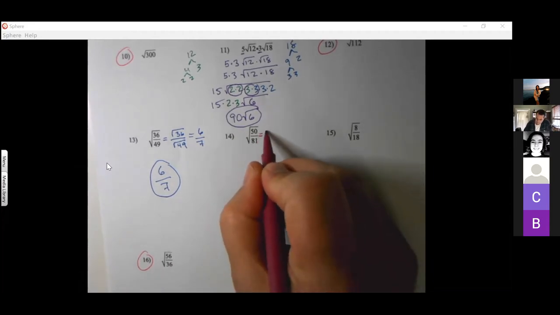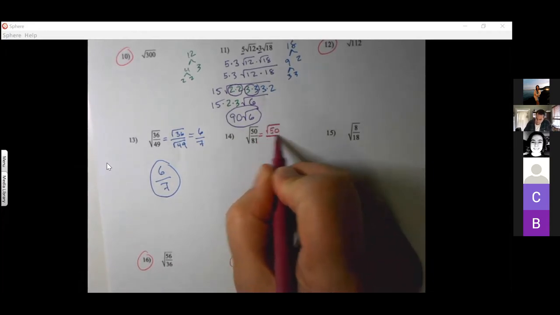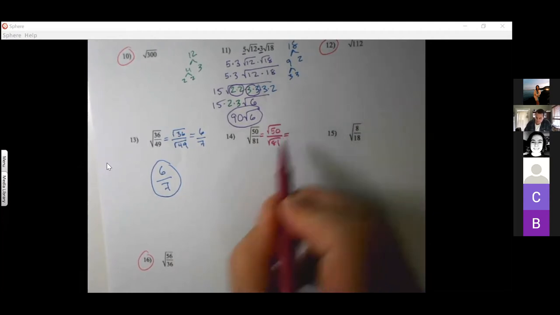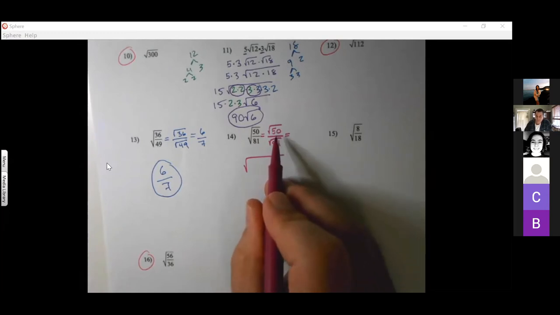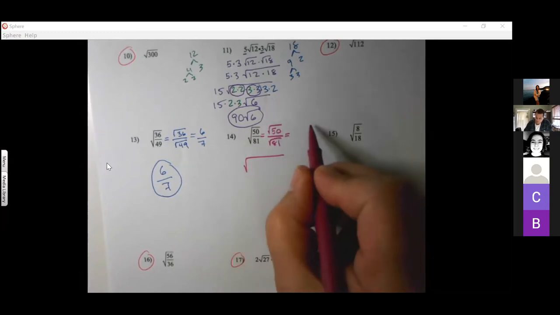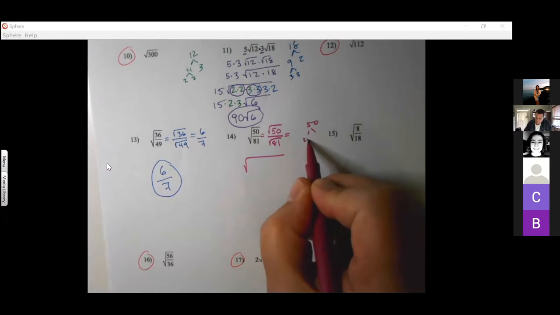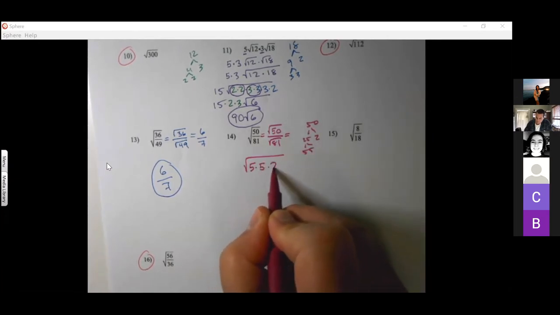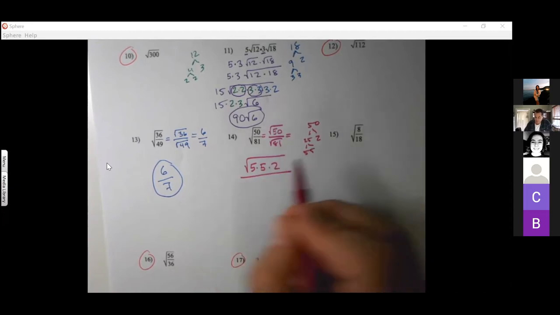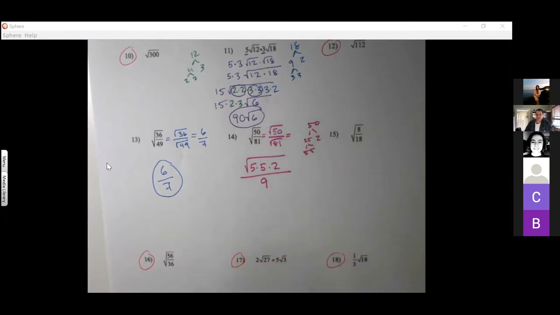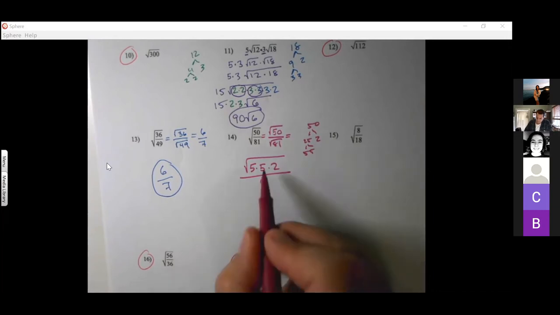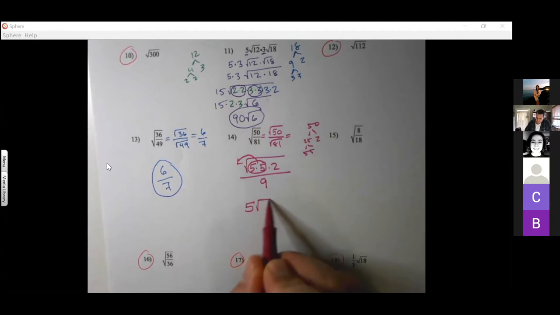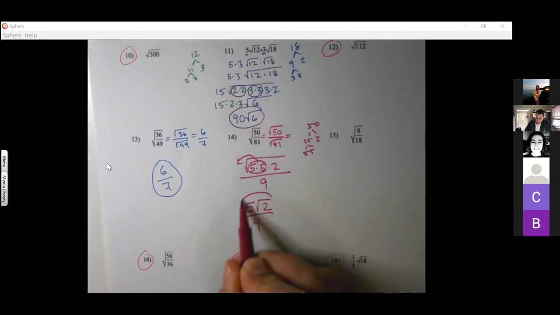This one's going to be a little different because 50 is not a perfect square. So I'm going to need to express this one, square root of 50, as something other than just 50. So I'll do my factoring, 25 times 2, 5 times 5. So this is 5 times 5 times 2. And 81, I do know, the square root of 81 is 9. My 5s come out, and I get 5 root 2 over 9.